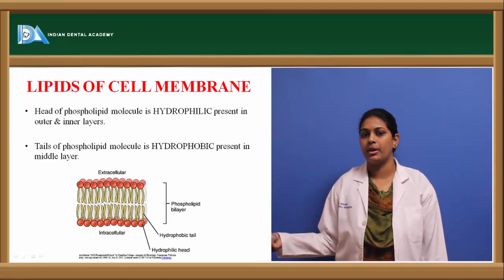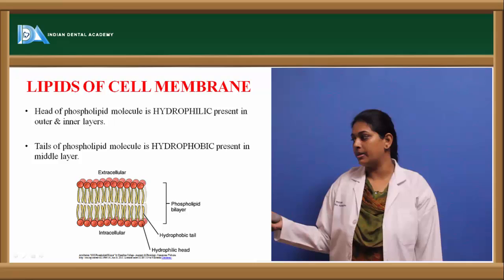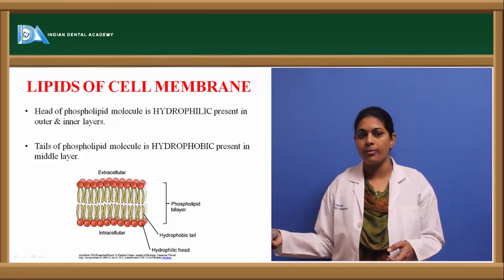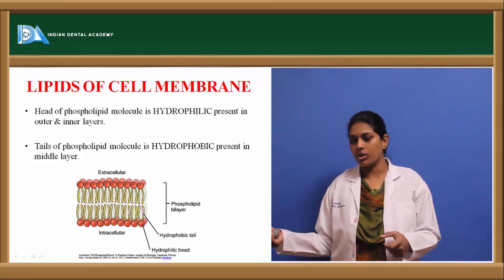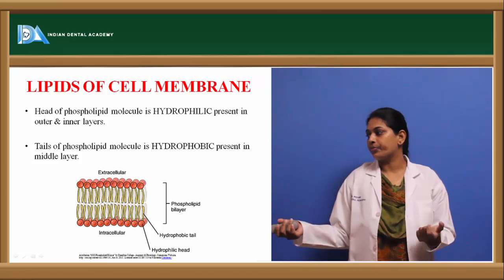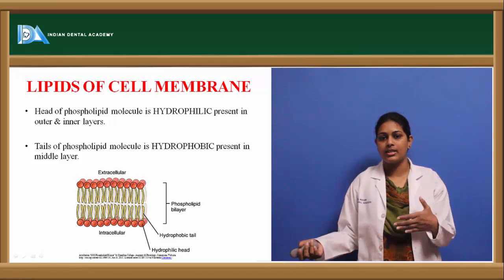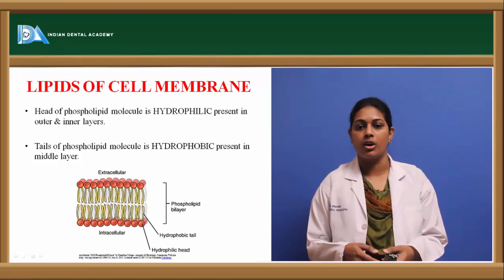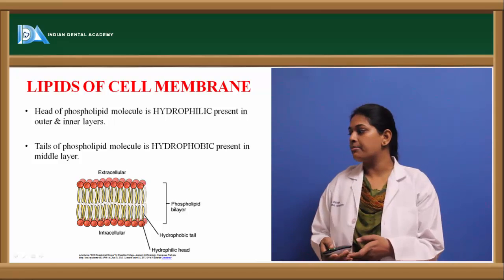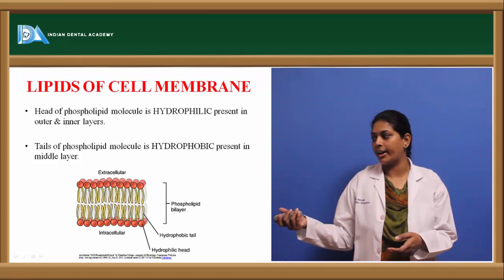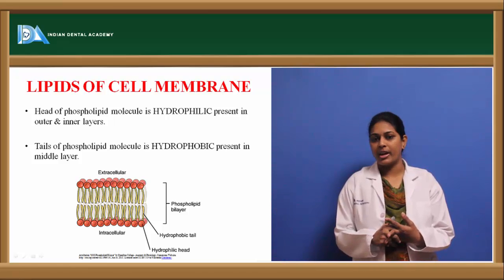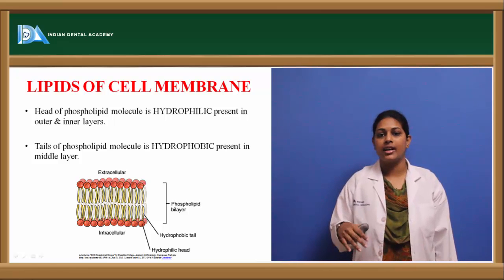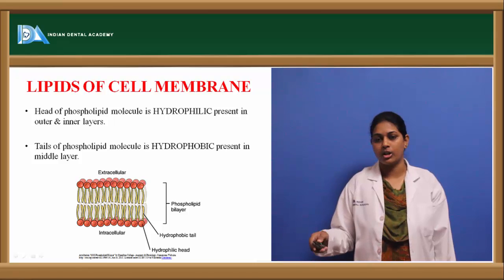Coming to the lipids of the cell membrane, these lipids are arranged in 2 layers. They are arranged in such a form that the head of the phospholipid molecule is hydrophilic. That is, it is present in the outer as well as in the inner layers. Hydrophilic means it allows only water-soluble molecules to enter. Then comes the interior part, that is the tails, which are arranged together. That makes up the hydrophobic region, which is present in the middle layer, in the interior part. And this does not allow water-soluble molecules into it.